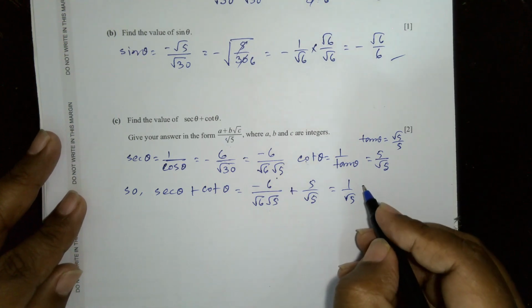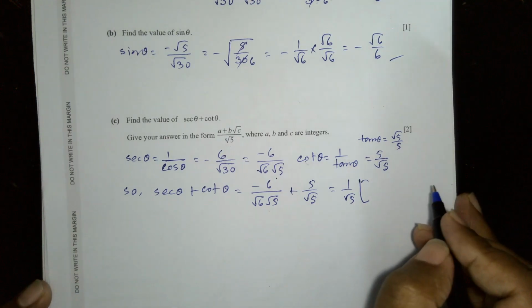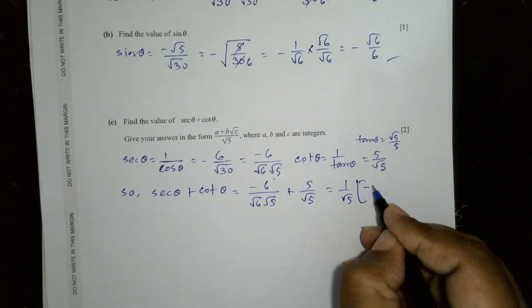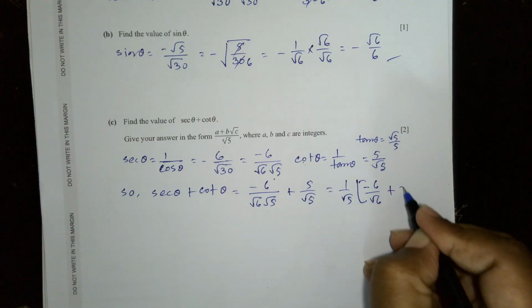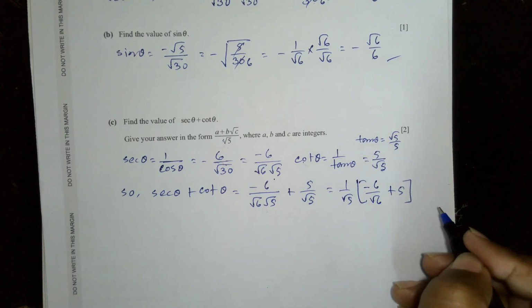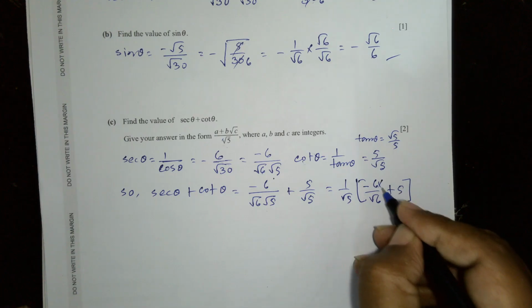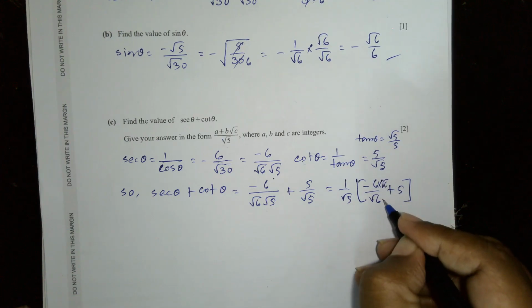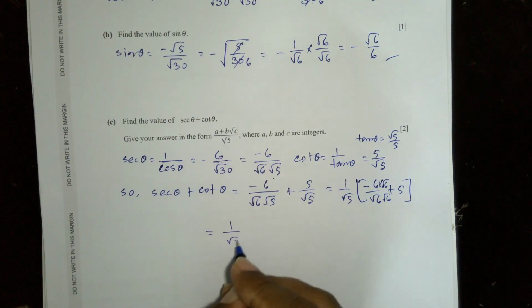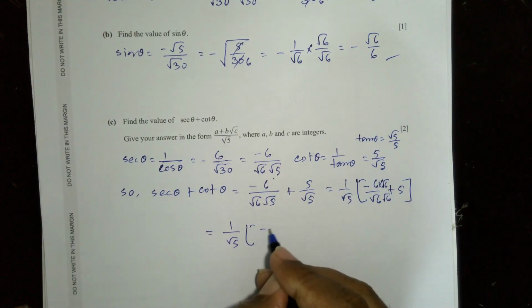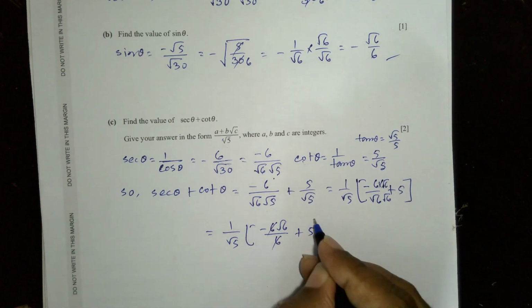Now we'll have inside the bracket minus 6 divided by square root 6, and here plus 5. But we can rationalize here, multiplying square root 6 on the top and another square root 6 on the bottom, so eventually we'll get 1 over square root 5 times minus 6 square root 6 divided by 6, plus 5. So 6 and 6 get crossed out.